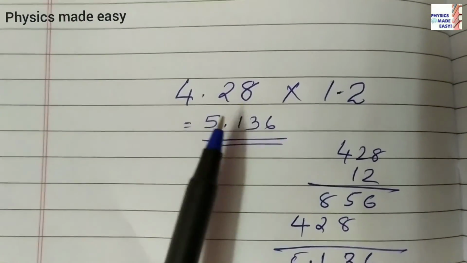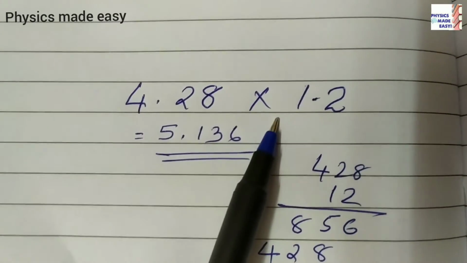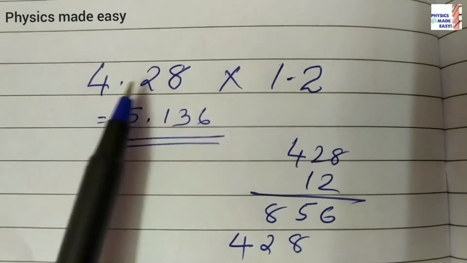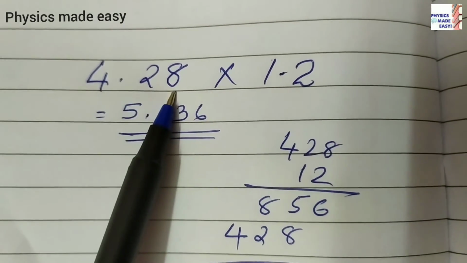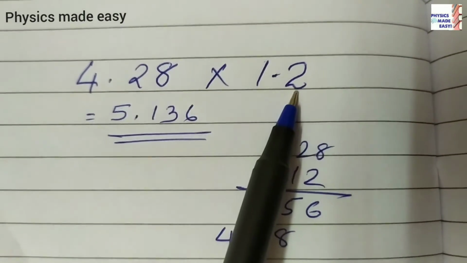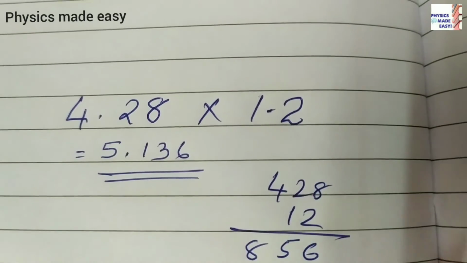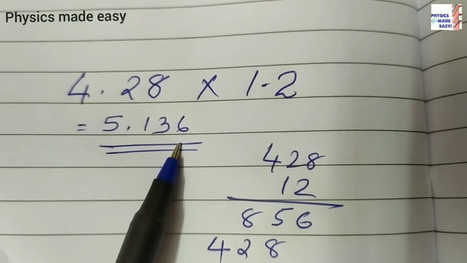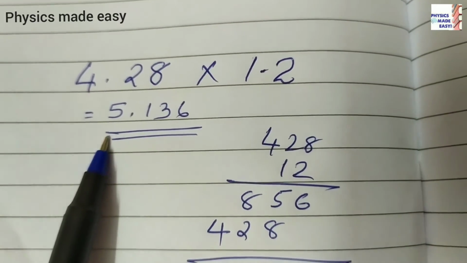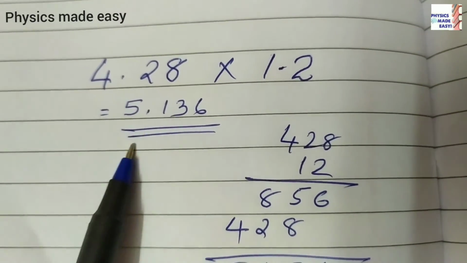Let us see an example, 4.28 into 1.2. In this 4.28 you can see 3 significant figures there, 1.2 2 significant figures there. Our product is 5.136, but here we need to write that with 2 significant figures, so our answer is 5.1. Okay.